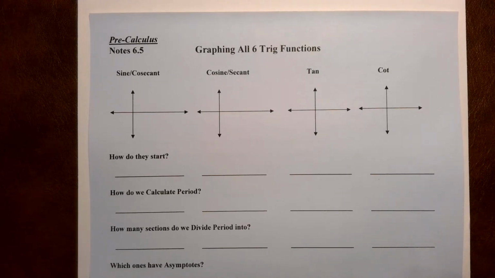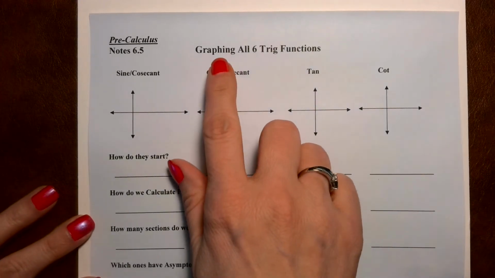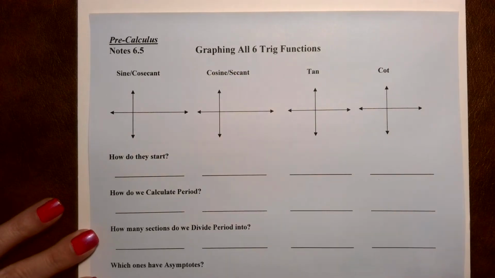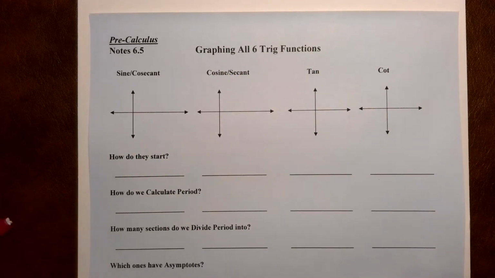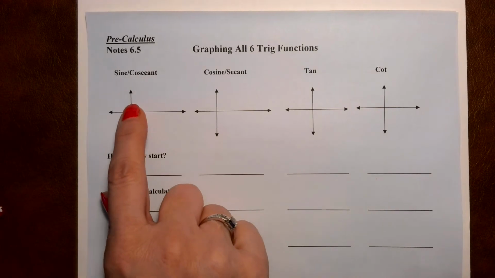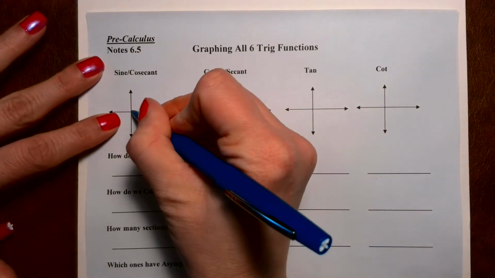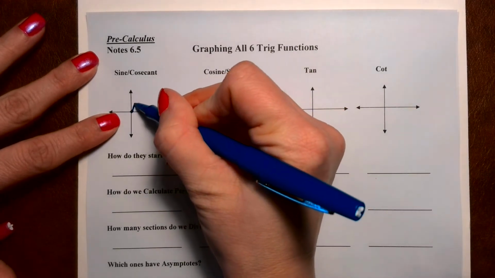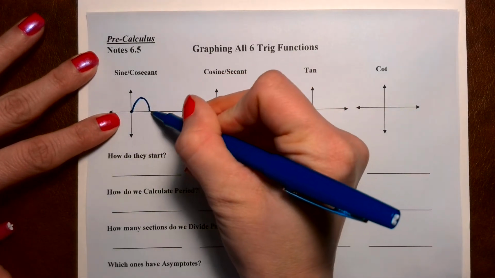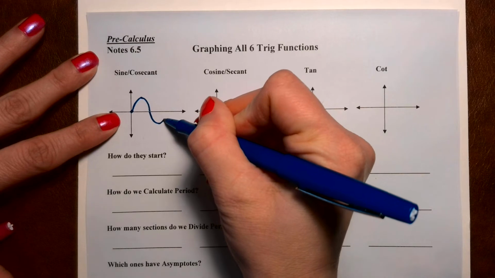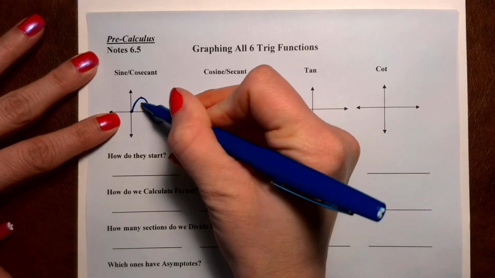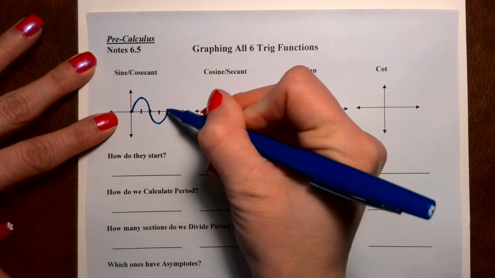Hey Pre-Calc, this lesson is going to review how to graph all 6 of the trig functions. So let's just remind everybody how they start. The sine function started at 0. It goes up and then down and then down and then up. Okay, so those were the 4 sections from the 4 quadrants.